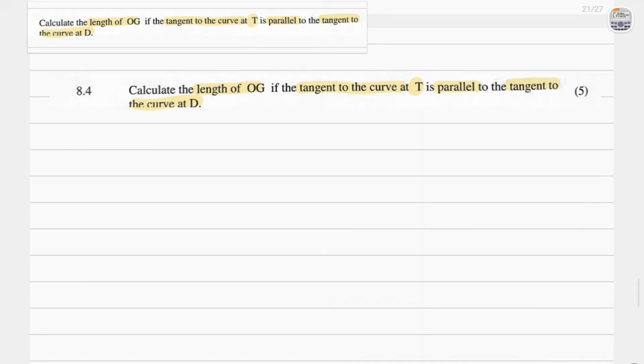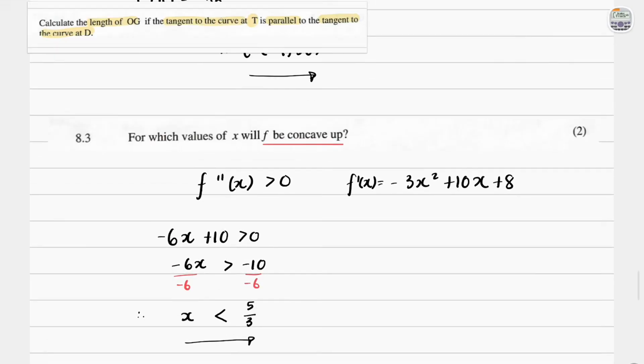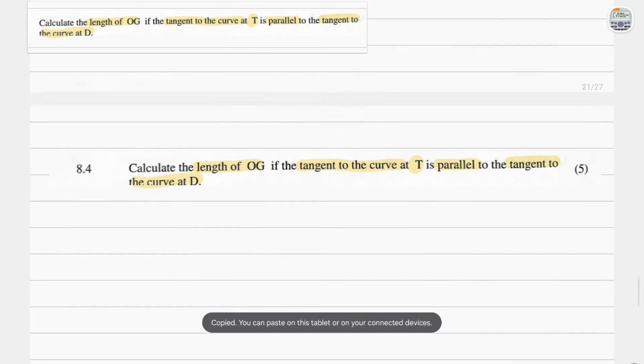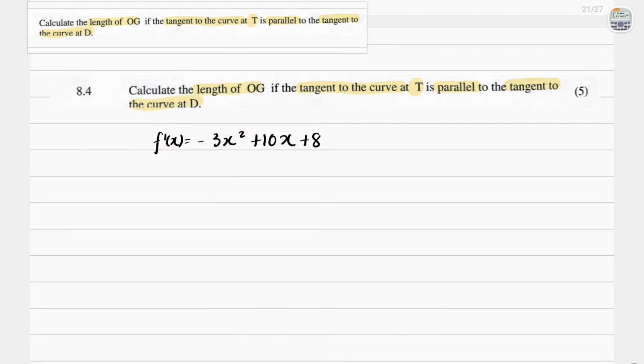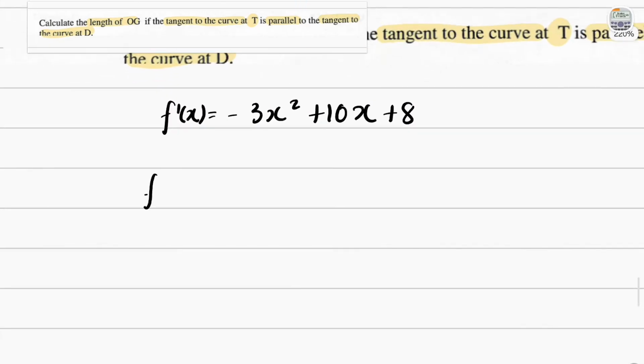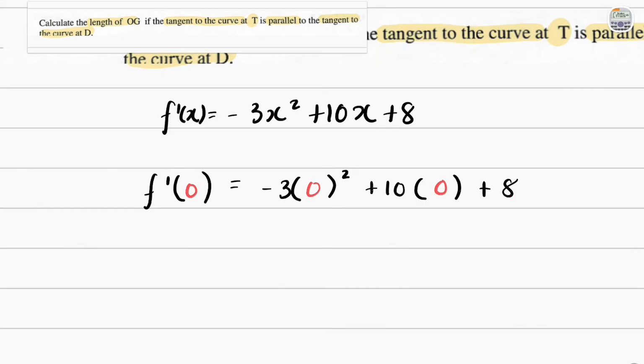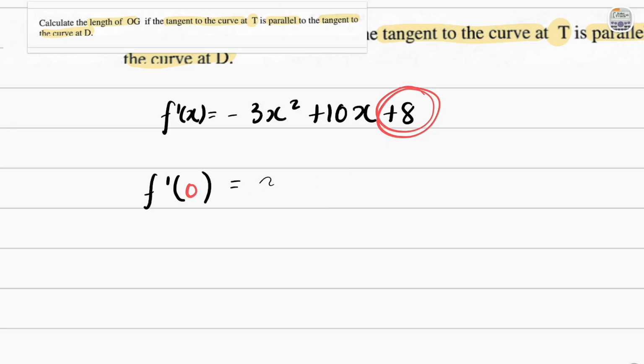Okay, so we need our graph. Well, we already have the gradient of f. So this is the gradient of f. Let's just take this as it is and go ahead and find out what the gradient will be where x is equal to 0. So what is the gradient at x equals 0? When you substitute, you'll realize that you're looking for the y-intercept of the derivative of f, which is just 8. So we can simply tell them, okay, this will be 8.